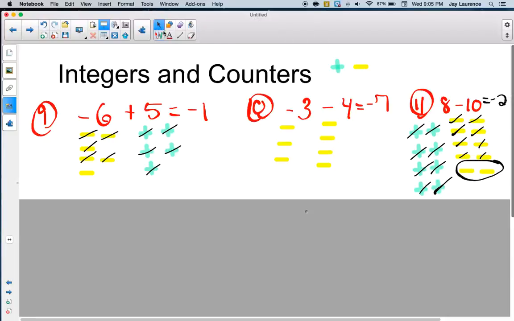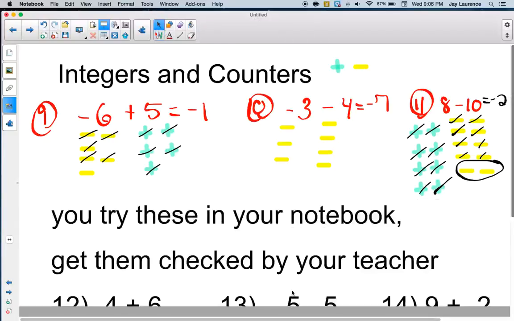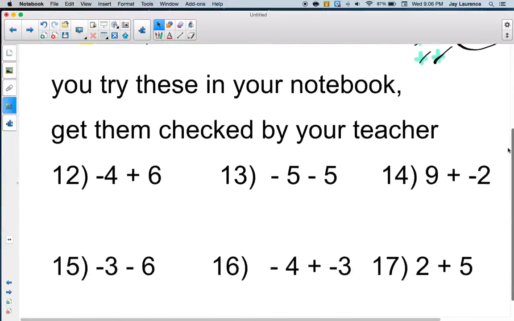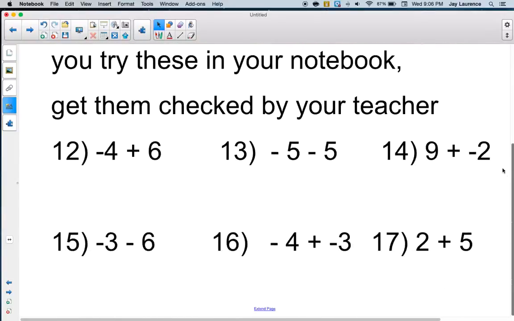All right. So again, just like before, in your notebook, I want you to do the problems I have here. I think there are 6 of them. You do them in your notebook using the counter method, and you get them checked by the teacher. Okay, if you want to do one and get it checked right away, that's fine. Or if you want to do all 6 and get them checked, that's okay too. All right, now pause the video and go to it.